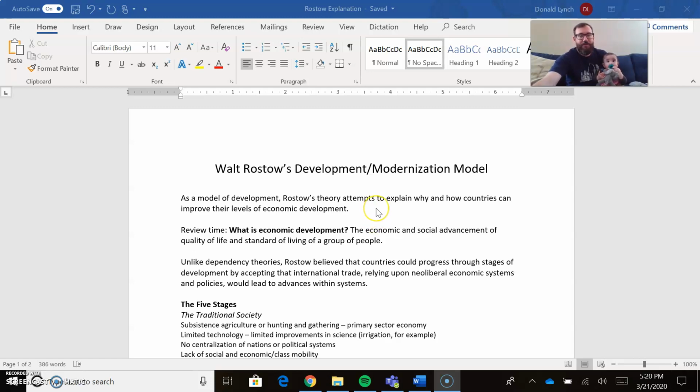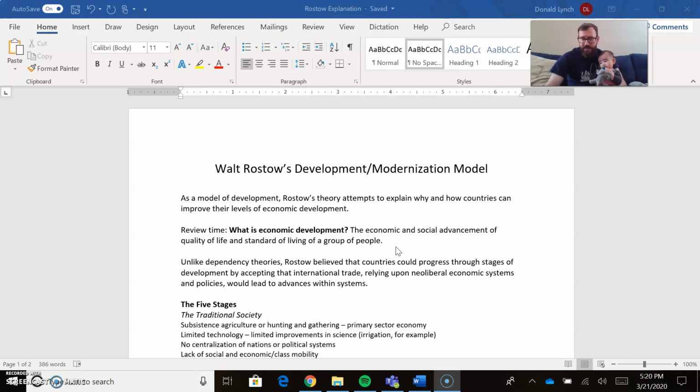So when we think about Rostow and a development model, he's attempting to explain why and how countries can improve their levels of economic development. And so when we think about economic development, it's the economic and social advancement of quality of life and standard of living of a group of people. Yeah, that's right. And so if you want to, you can review the notes from previously that talked about the indicators that we looked at for economic development, especially the Human Development Index as developed by the United Nations.